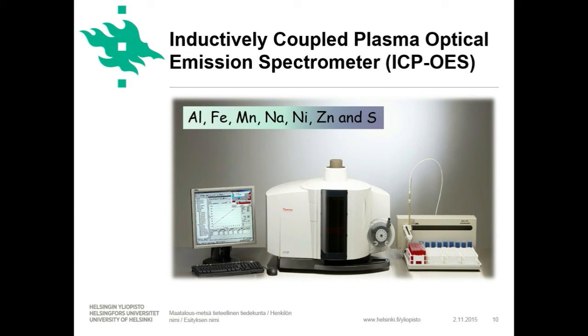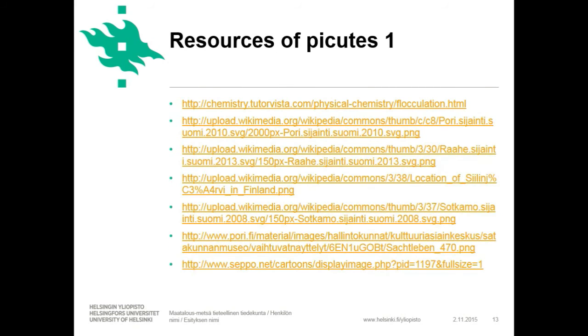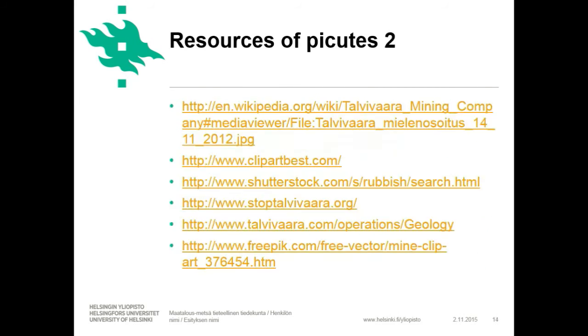This part is the inductively coupled plasma where nebulizer and torch exist. This is where the optical emission spectrometer is. This one is the sampler. Now we can go to the lab and take a look at ICP-OES. Before that, I want to show the references I used in making this presentation.